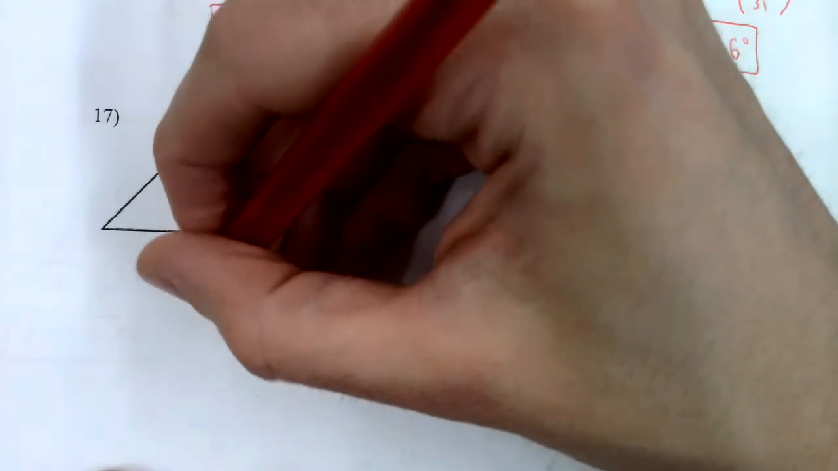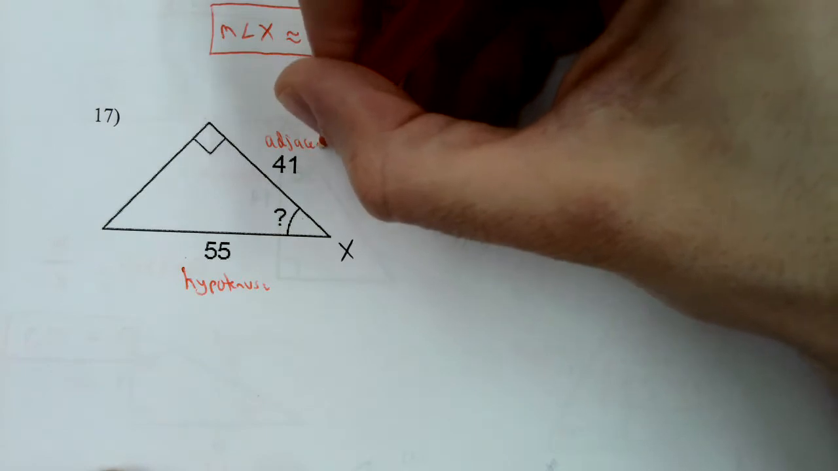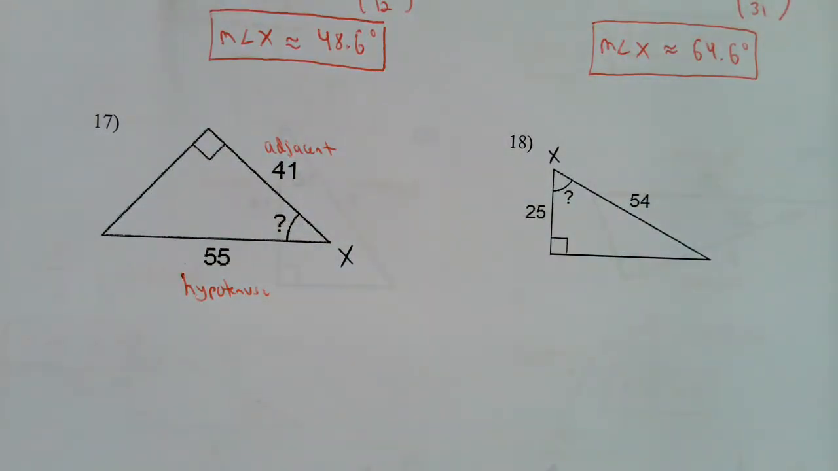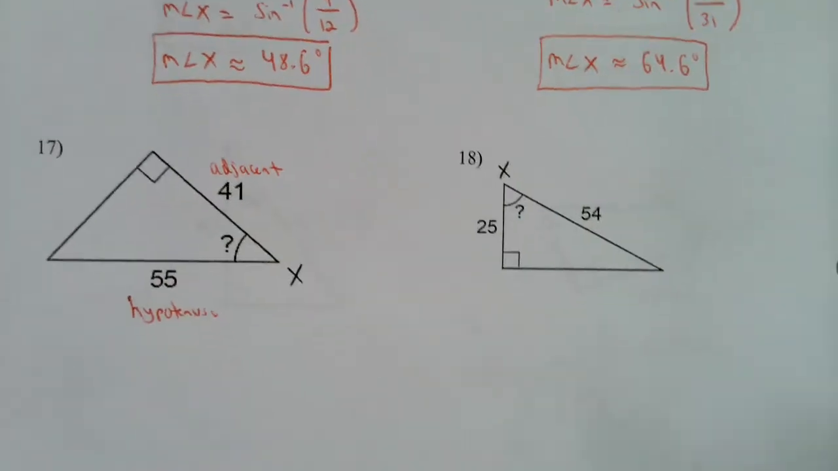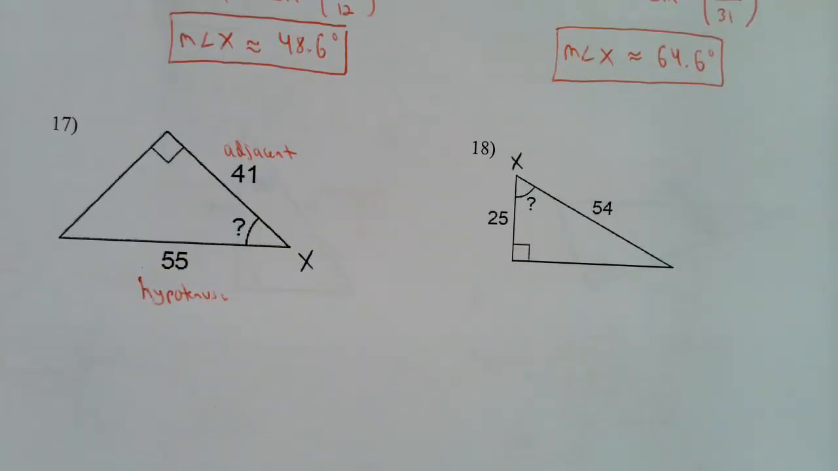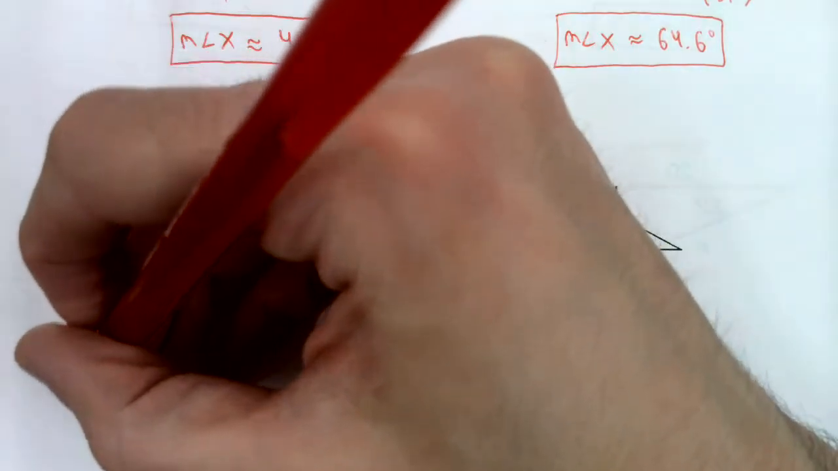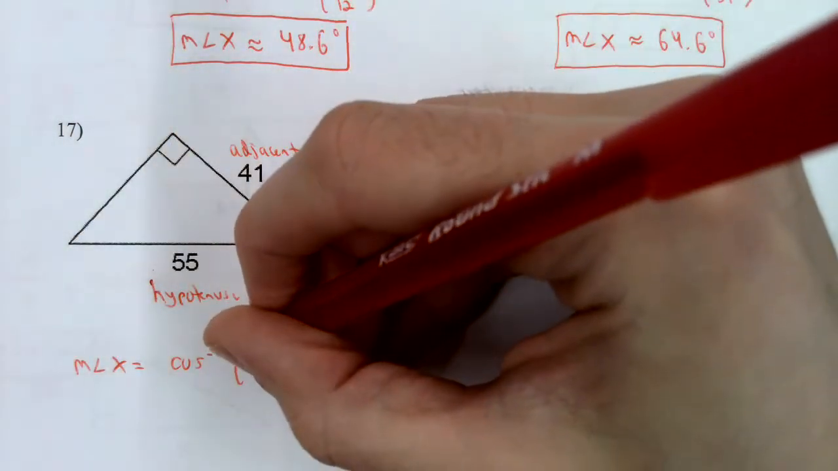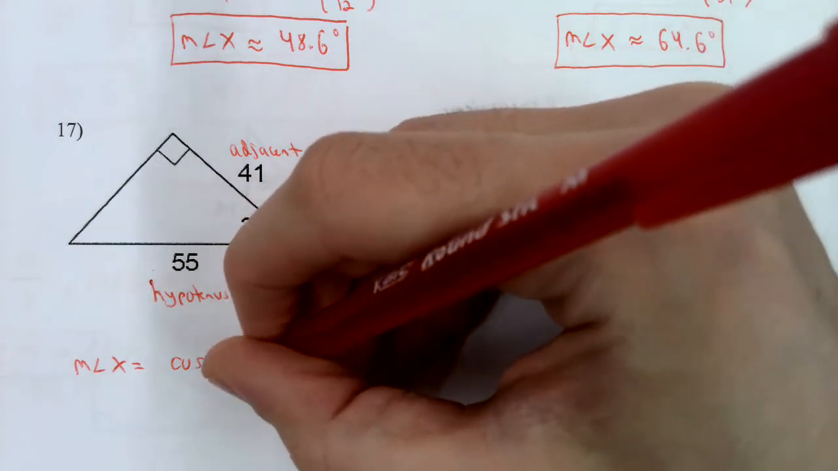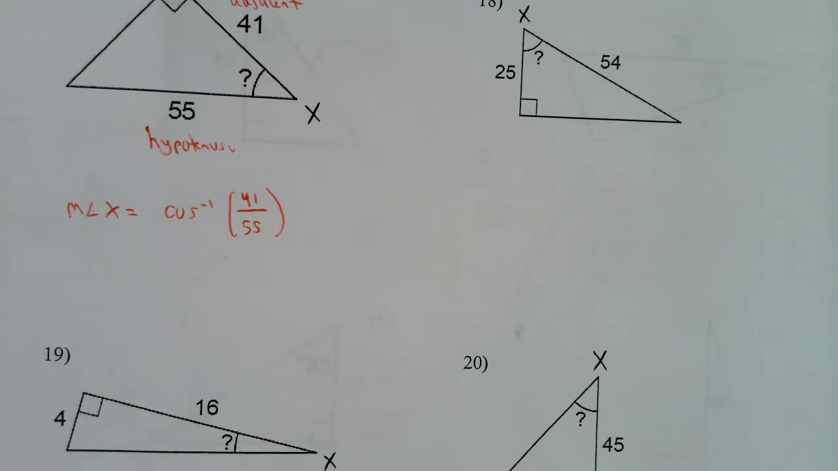Hypotenuse, adjacent side. So now, according to our acronym, SOHCAHTOA, we're going to do cosine. So again, for the review, I gave 2 sines. Now we're going to do 2 cosines, then we'll do 2 tangents on this section. So I'm going to say measure of angle x equals the inverse cosine of 41 over 55. 41.8 degrees.